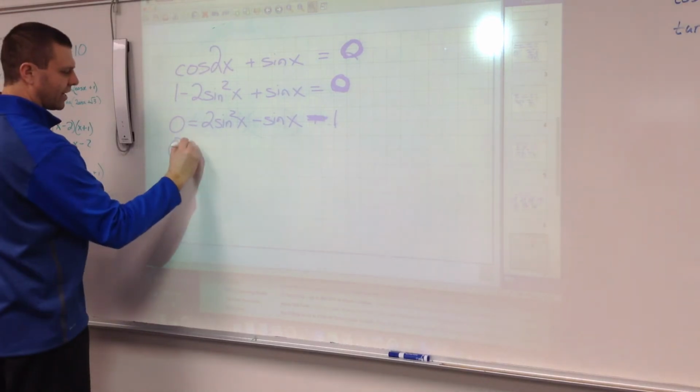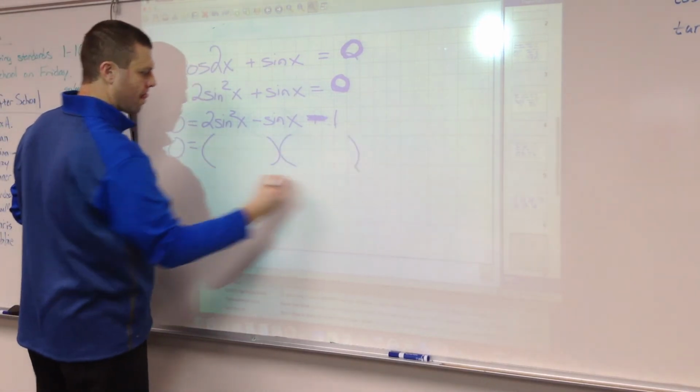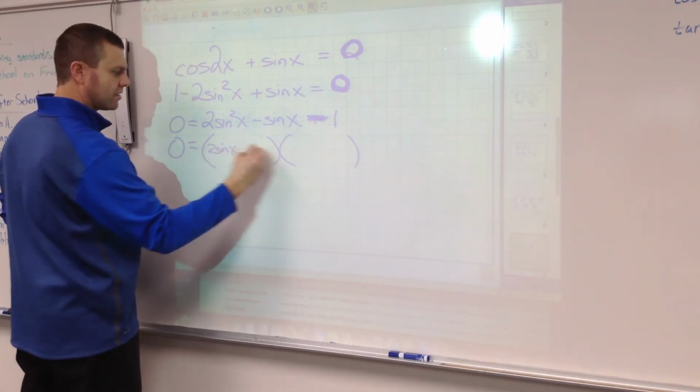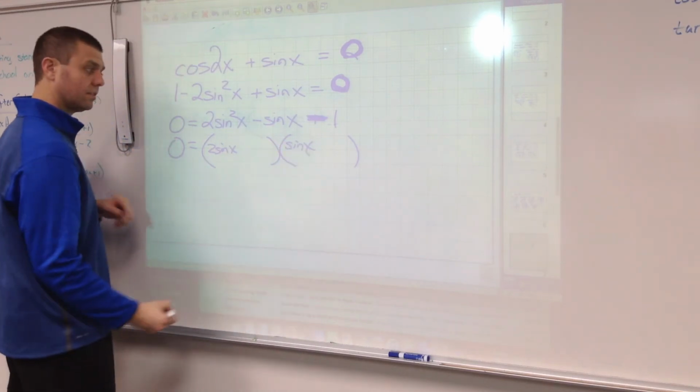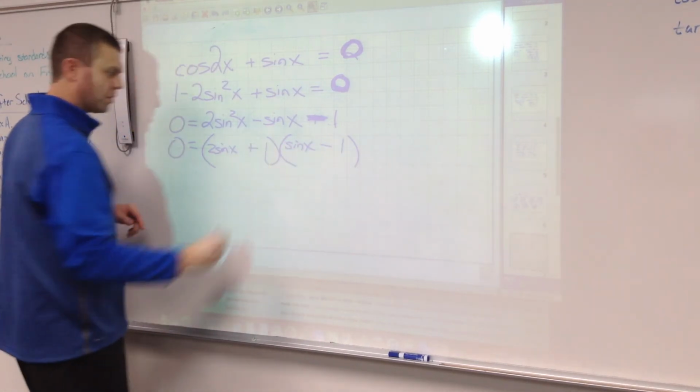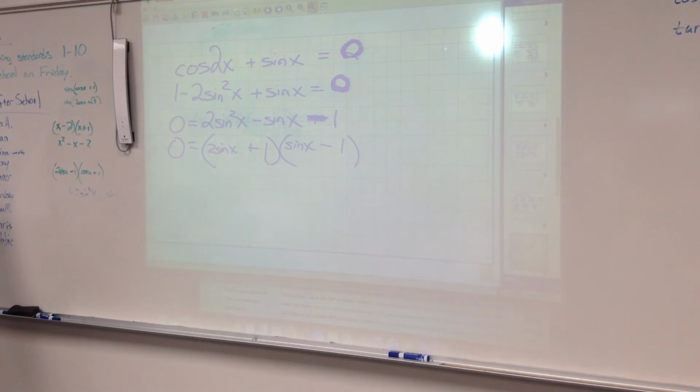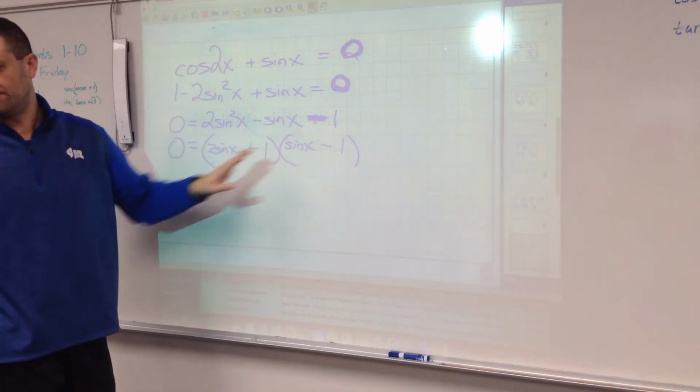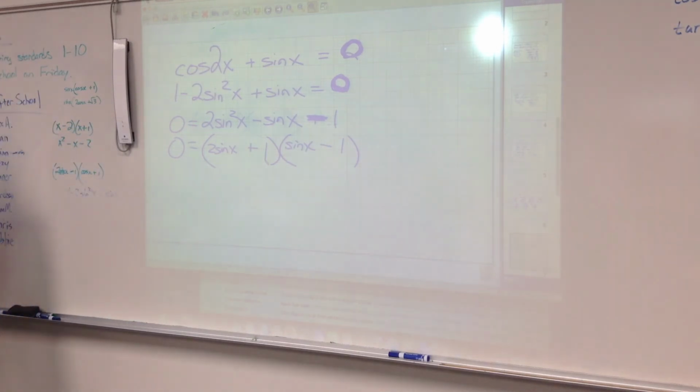Now I just factor like I did earlier today. That'd be 2 sine x minus 1 here, plus 1 here. I know I'm going fast right now, just trust me, I'm decent at factoring. Okay, and then what do I do with each factor? Set them equal to 0 and solve.